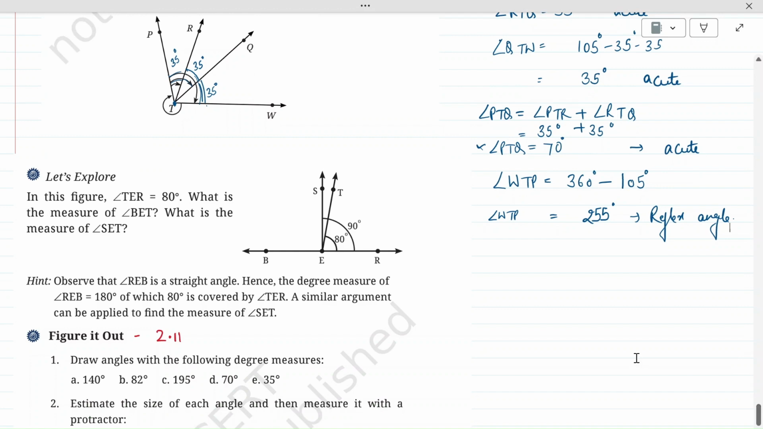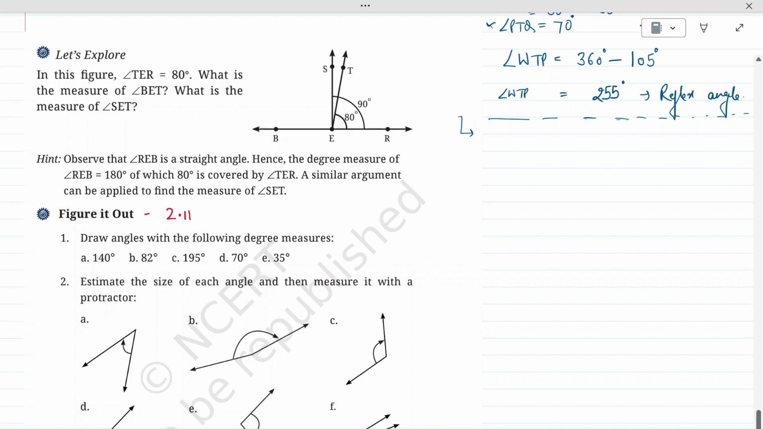Next we have, okay kids, in this figure, angle TER, which is this angle, is 80 degrees, given to us. What is the measure of BET? We have to find this corresponding angle here. And what is SET, this small angle. So these two angles we have to find out. So this is simple mathematics.